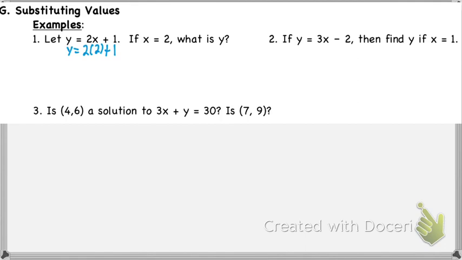Okay, so now we say, well, what is y going to equal when x is 2? Well, 2 times 2 is what, Hannah? 4. So y equals 4 plus 1. And Aiden, what is y equal to then? 5. So if x is 2, y is 5.